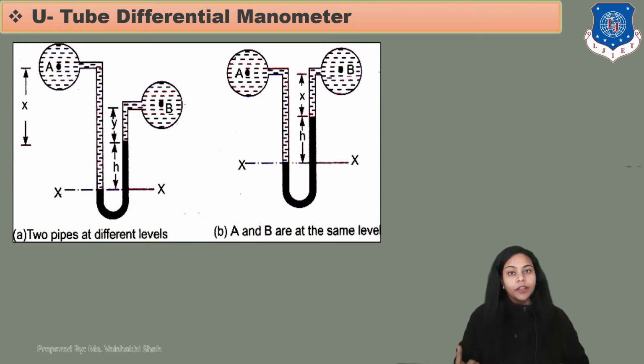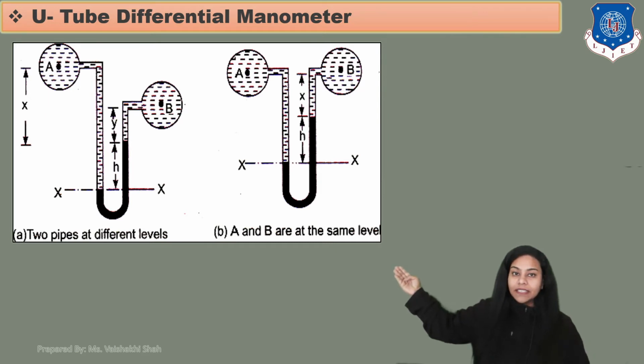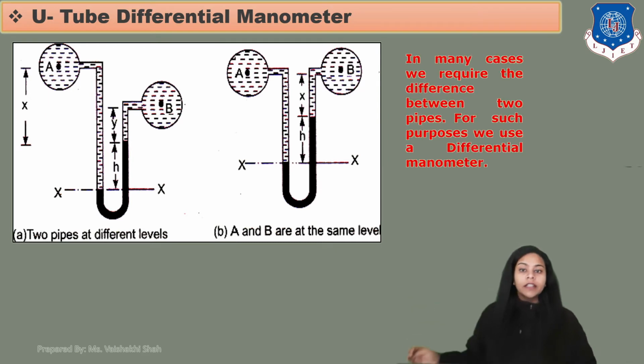We already discussed this mercury in our U-tube manometer. In any U-tube manometer, in that U shape we fill mercury because it is heavier than water. Mercury is a very heavy liquid. Its specific gravity is 13.6, which means it is 13.6 times heavier than water. That's why we use mercury as a manometric fluid. At the bottom we filled mercury as a manometric fluid. Clear?